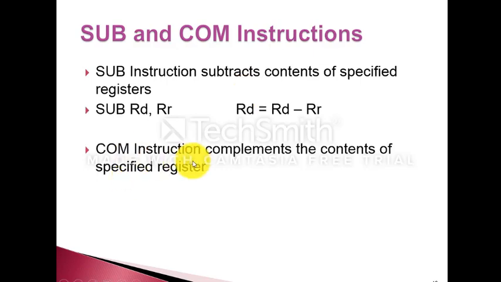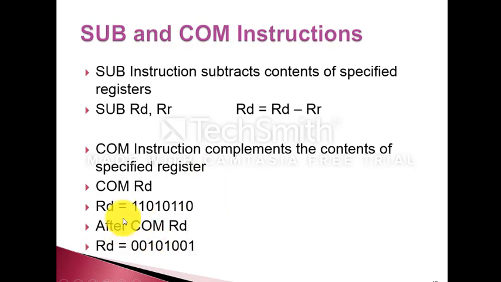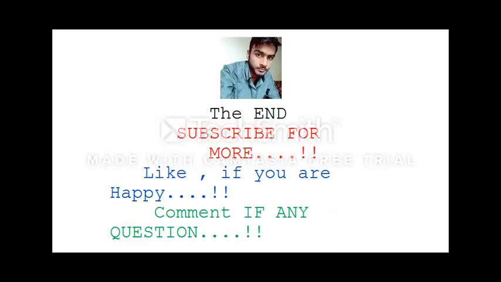The COM instruction stands for complement. It takes the complement of the value which is present inside the register like this. As in the example, before, Rd was this, and after taking its complement it becomes like this. Where it was 0, it turns to 1, where it was 1, it turns to 0, where it was 0 it turns to 1, where it was 1 it turns to 0, and similarly here, where it was 1 it turns to 0 and 0 to 1. Hence it was the end of lecture number 4.